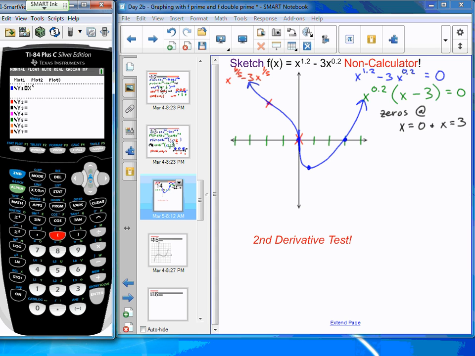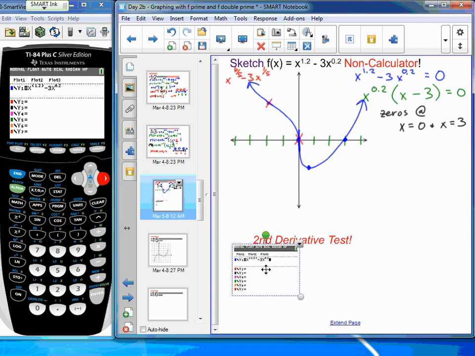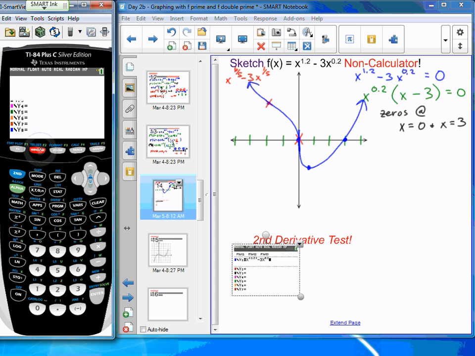I'm so sure. 1.2, close exponent, -3 x to the 0.2, close exponent, and window -4 to 4.